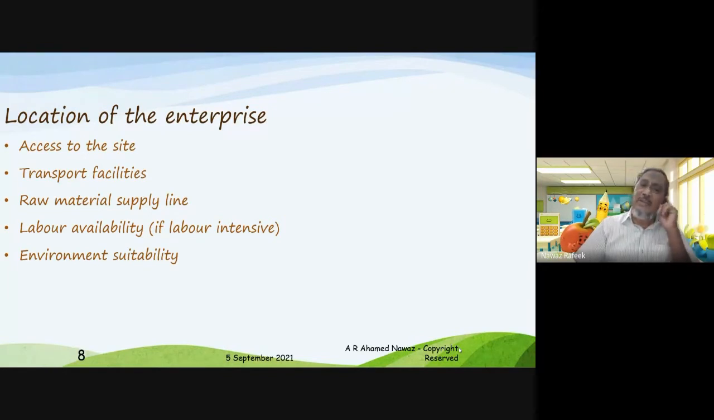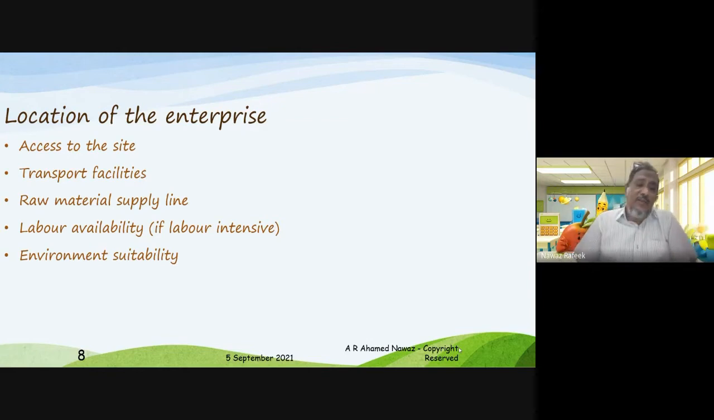Then the availability of labor. So, labor-intensive or not. I also mentioned this earlier regarding the carbon factory. So what type of labor is required, and whether that type of labor is available. Then, environmental suitability: depending on the project, whether the environment is suitable for that business.